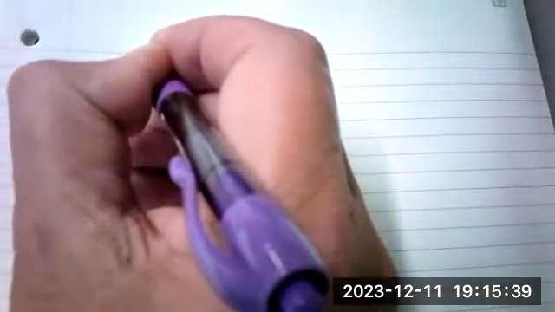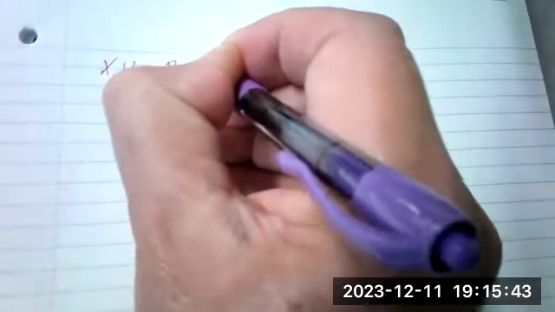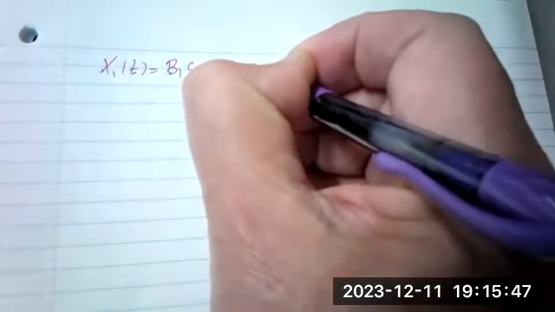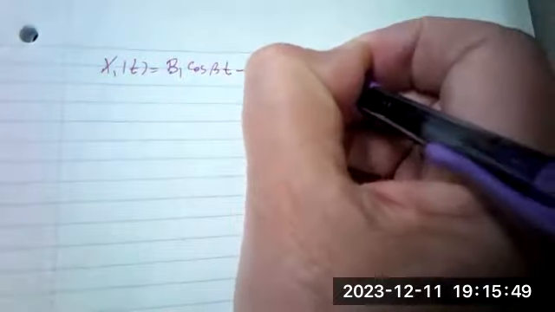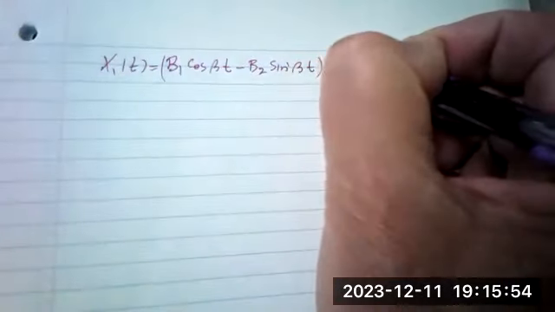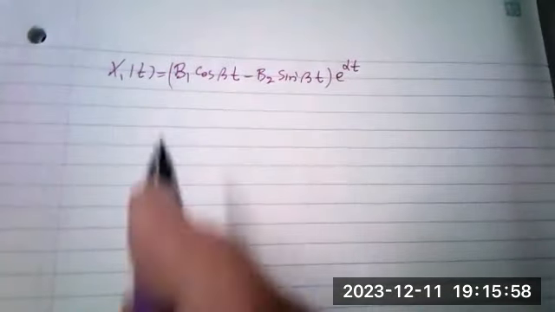So the first solution is going to be x1 of t. x1 of t is going to be b1 cosine of beta t minus b2 sine of beta t, times e to the alpha t. That's the first solution.